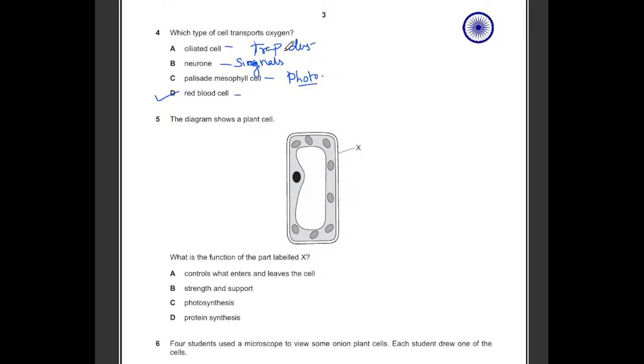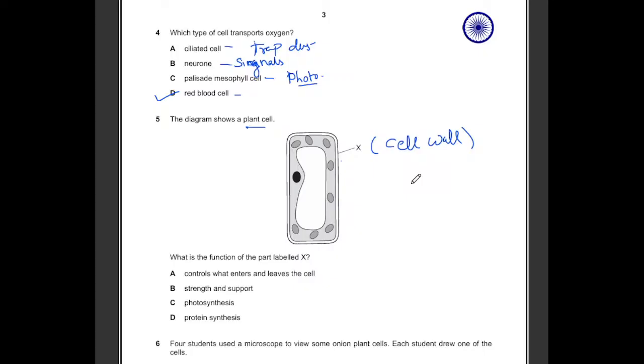Next one, the diagram shows a plant cell. Fine. What is the function of the part labeled X? Now this is a plant cell, outer covering, so basically this is a cell wall. So what is the function of a cell wall?